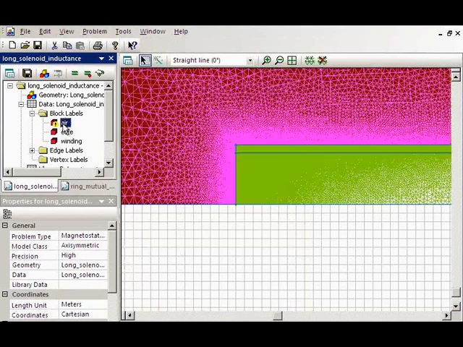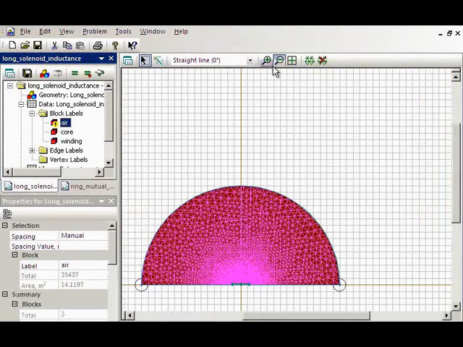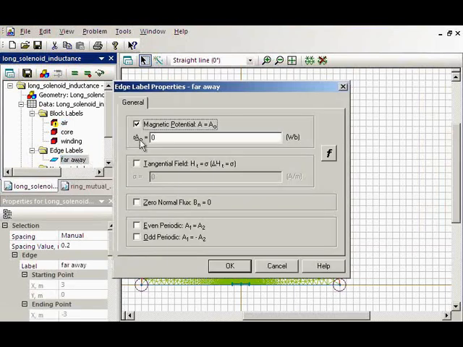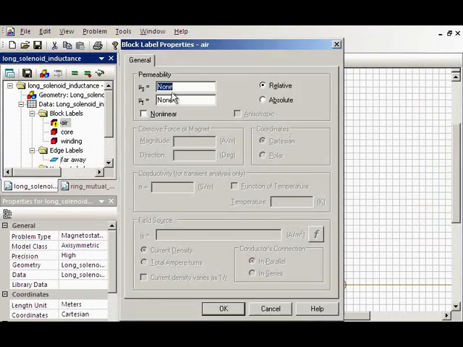There is air outside, and far away from the solenoid, the field fades to 0, and I set 0 magnetic potential there. First, let's simulate the ideal solenoid. I switch off the air, I exclude the air from the calculation.